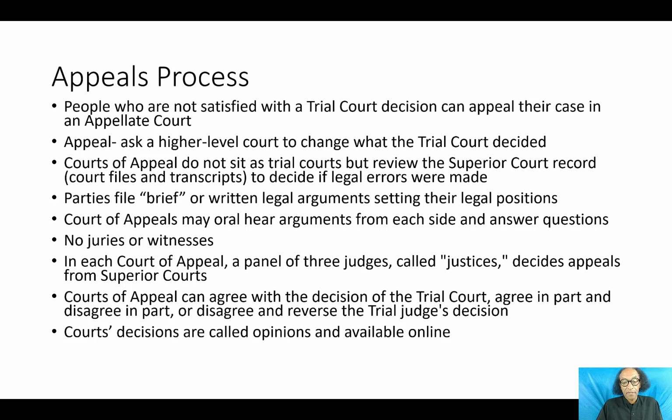Now, the courts of appeal can agree with the decision of the trial court, in which case they affirm the judgment of the trial court, or they may agree in part and disagree in part, and in their opinion they can indicate that. Or they can disagree entirely and reverse the trial judge's decision. So in a criminal case, that means the accused gets a new trial because something fundamentally went wrong in the trial, and as a result, the only way to make it right is to give the person a new trial, and that's what a reversal of a judgment means.